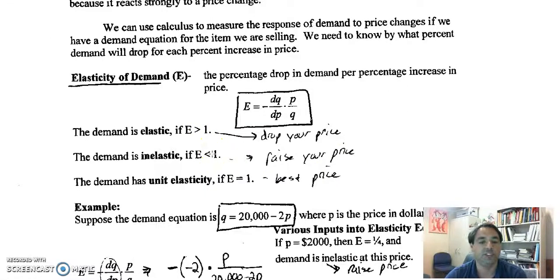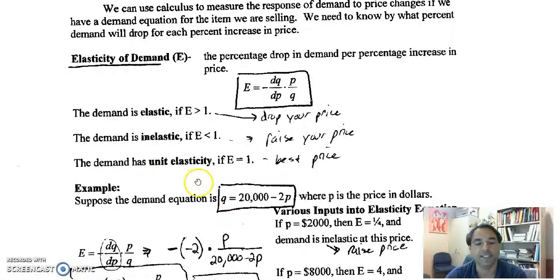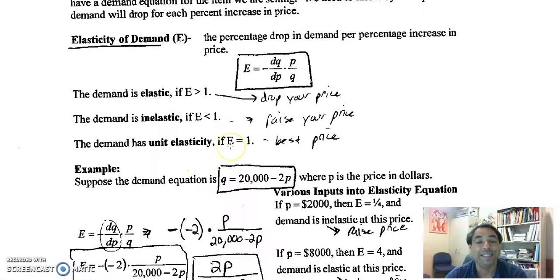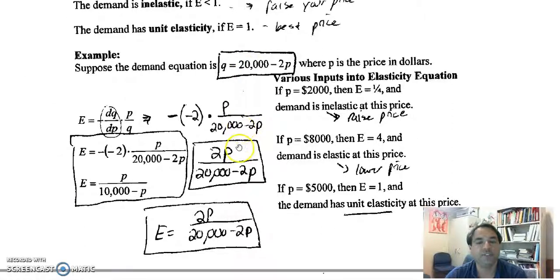So what are we trying to reach? We're trying to reach unit elasticity, which is where we get an output E of 1. So here's an example. Suppose the demand equation is Q equals 20,000 minus 2P, where P is the price in dollars.